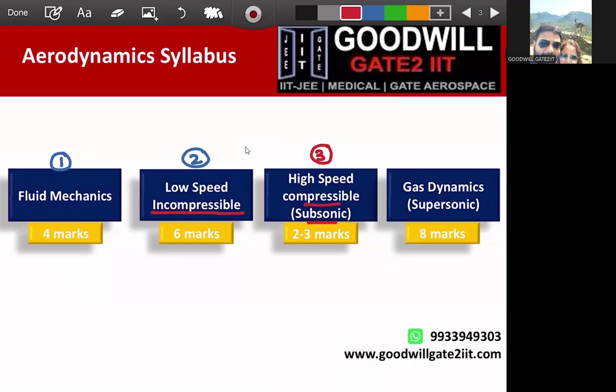And then lastly, gas dynamics, which covers not only supersonic; you will start from subsonic flows and convert your flows into supersonic. If you see the weightage, this is the most heavy topic. It's a favorite topic for GATE examiners to ask in the aerodynamics syllabus. And then incompressible flows is also a heavy topic. Apart from this, you have fluid mechanics, which is typically asked for 4 marks, sometimes three, sometimes five. And high speed compressible flows is typically asked for 2-3 marks.